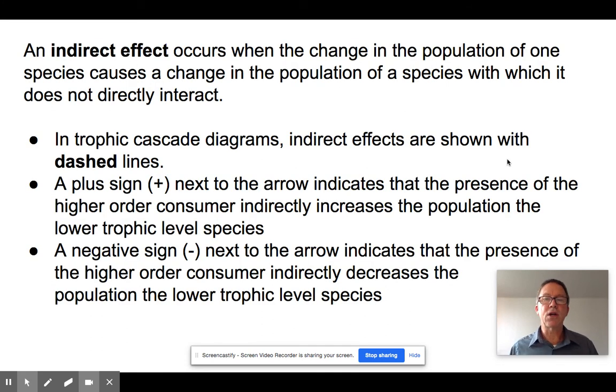Now, we can also talk about what's called an indirect effect, and this is what makes it interesting, because this allows us to see unintended consequences that we might not understand why they're happening without drawing a trophic cascade diagram. So an indirect effect would mean one species doesn't, for instance, the wolf doesn't do anything to the willows, but it does have an effect on the willows. So we use dashed lines to represent these indirect effects. And again, a plus sign means more of one gives you more of the other, and a negative sign means more of one species gives you less of the other, but it's an indirect effect.